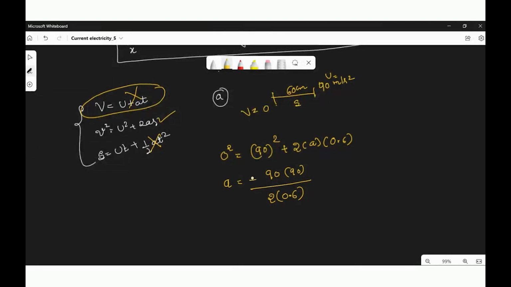Correct? That's what is given over there, 6750. And there is a minus sign here. What is the importance of that minus sign? The direction. Direction or something else?